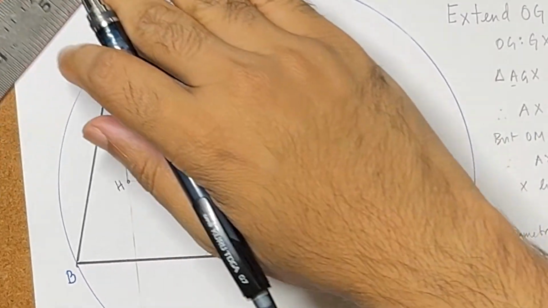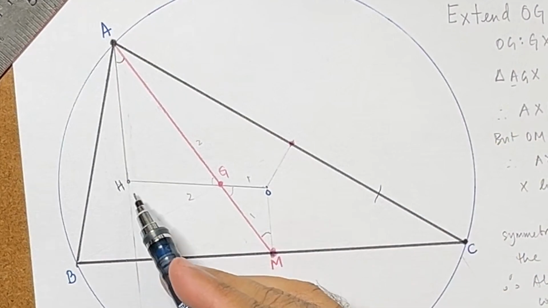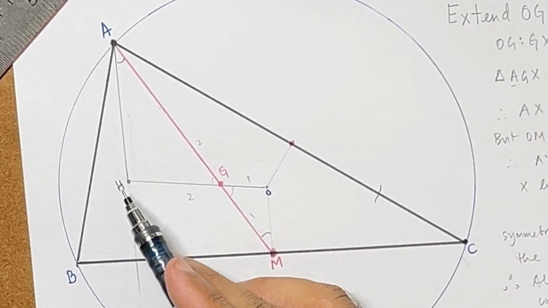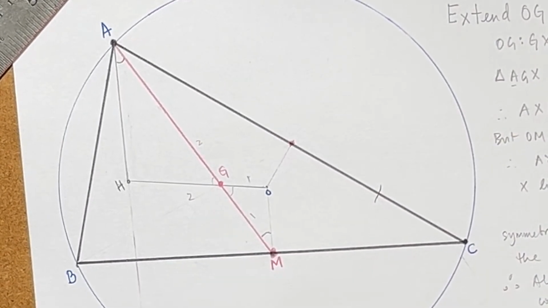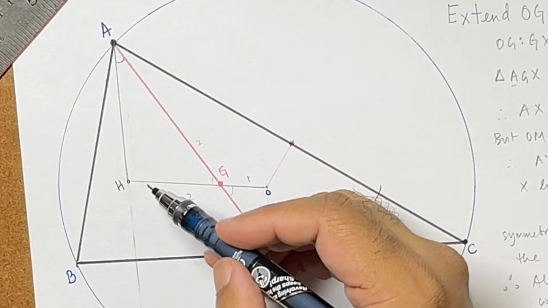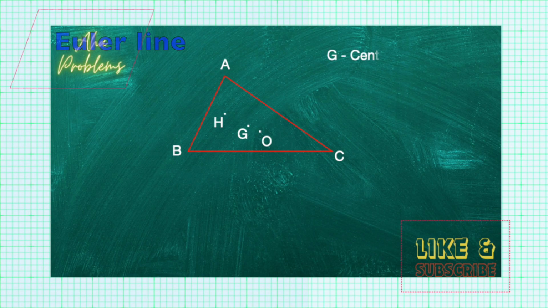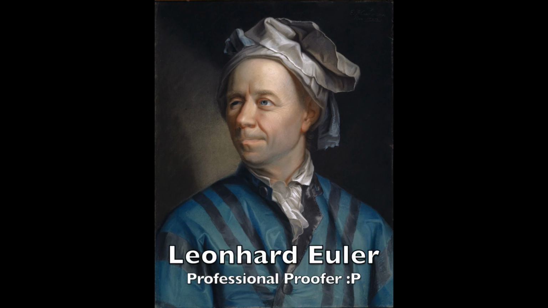Three important points of a triangle: the circumcenter, the centroid, and the orthocenter. All three are collinear, and the centroid divides the line segment OH in the ratio 1:2. So this special line in which all these three centers lie is generally called the Euler line. It is named after Euler, who discovered that the centroid, orthocenter, and the circumcenter are collinear.